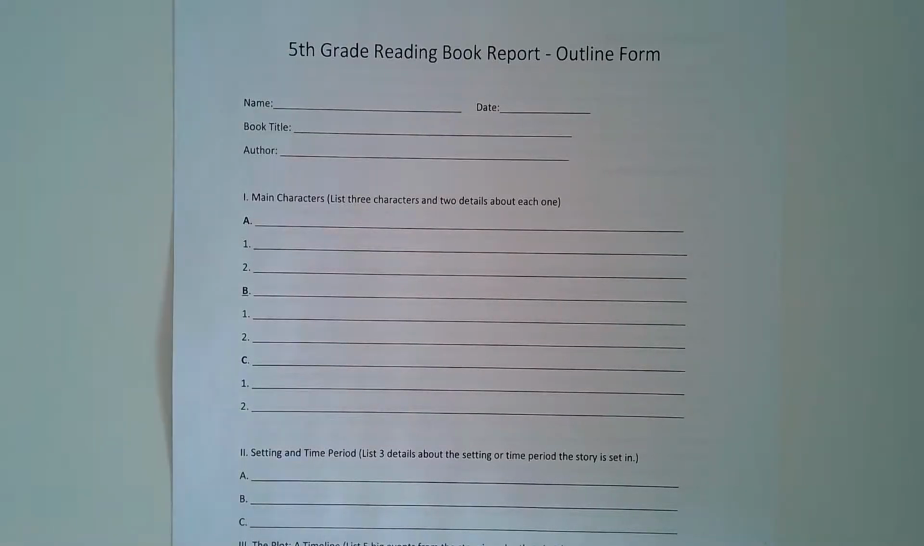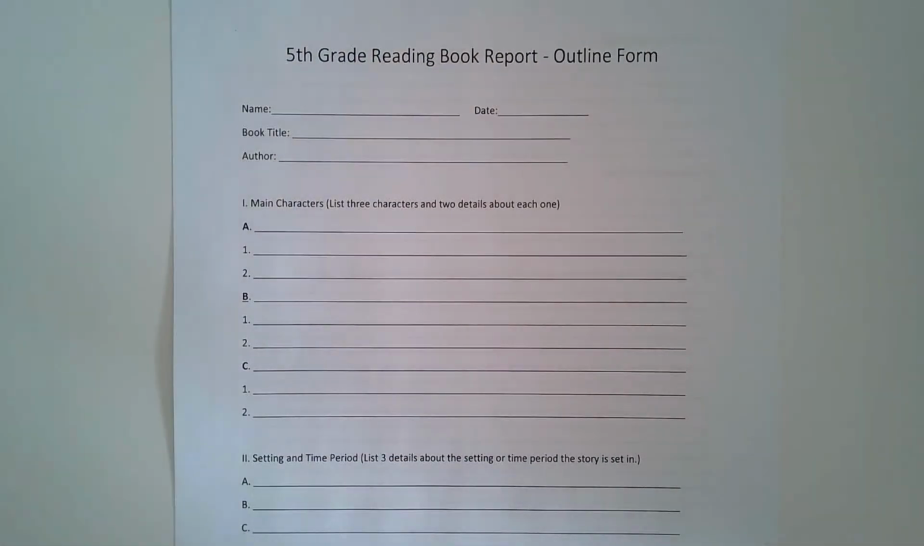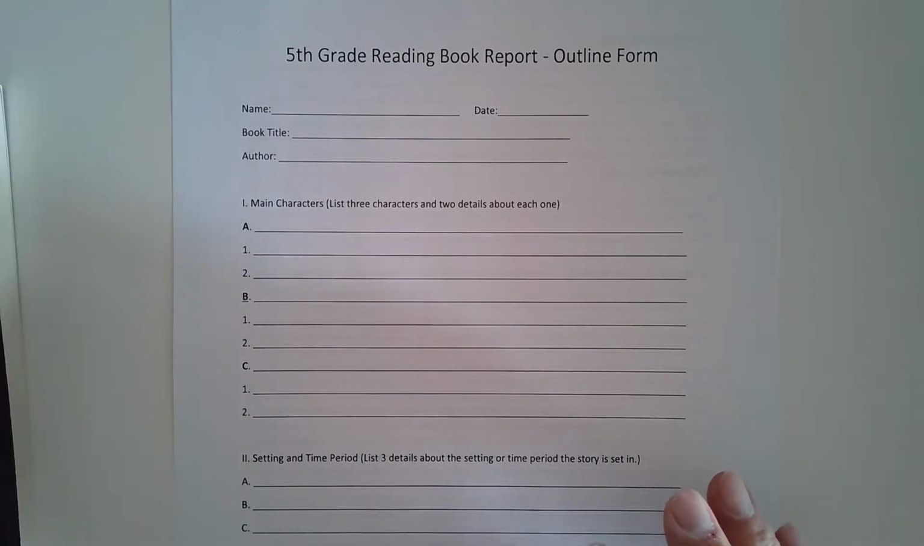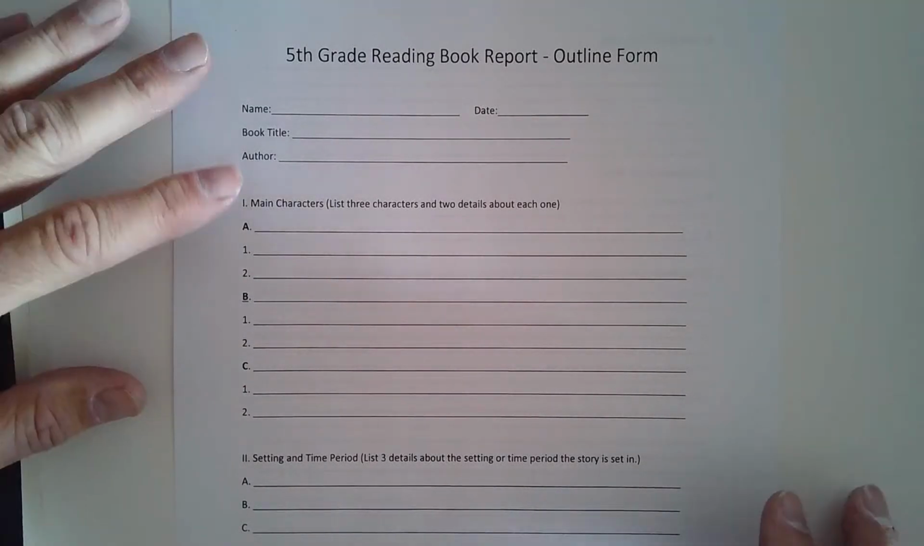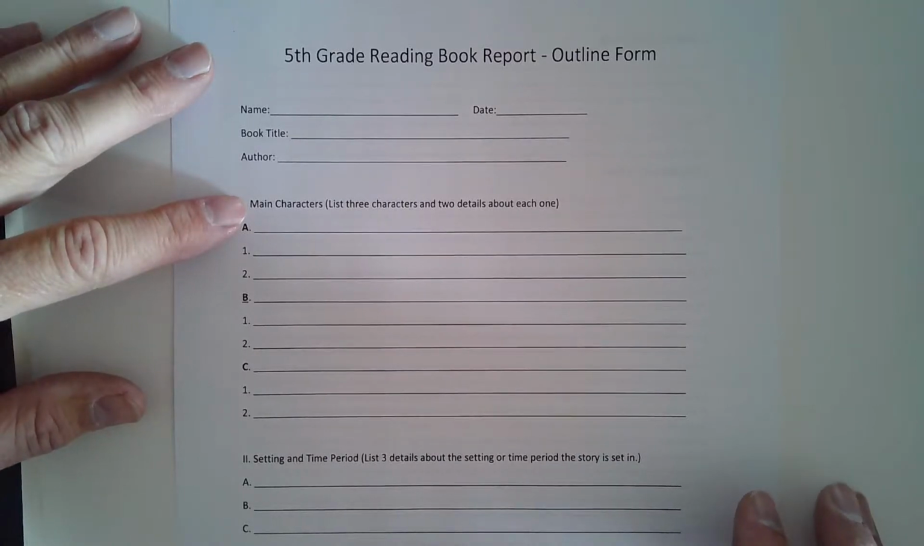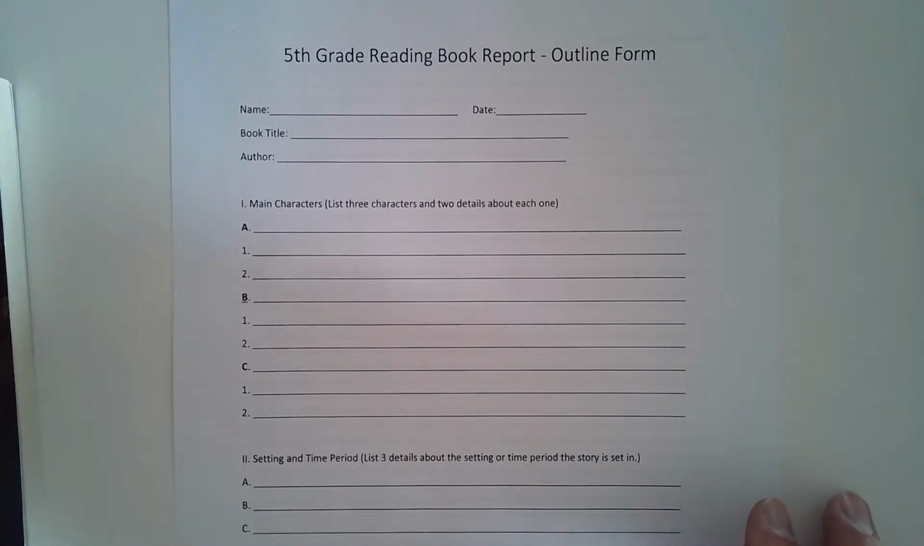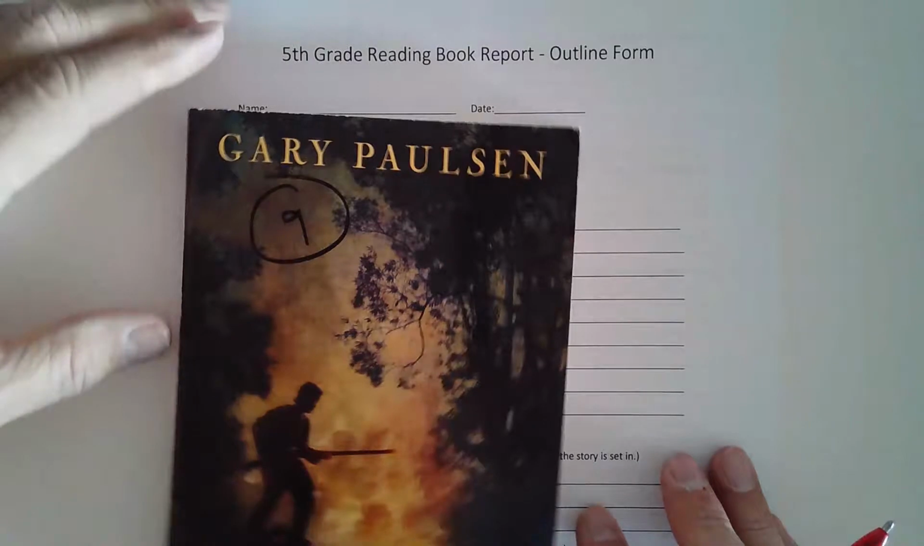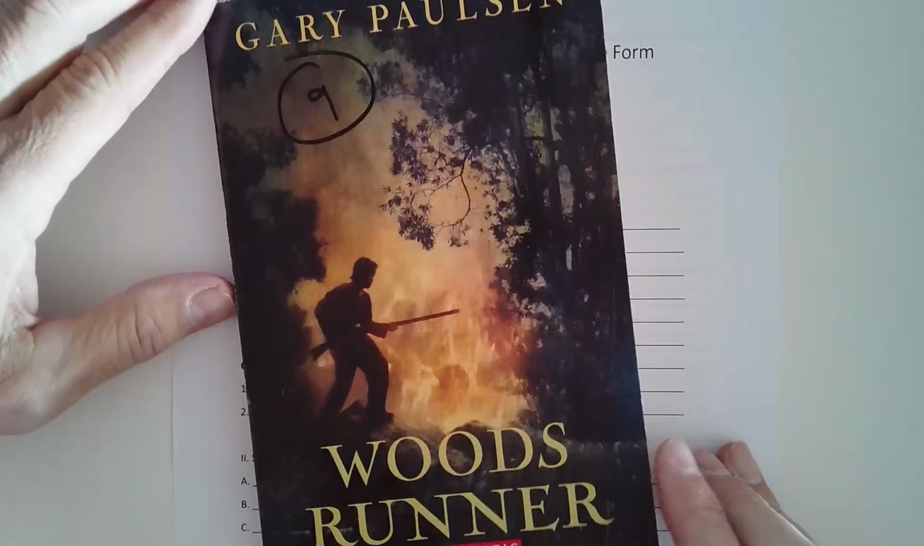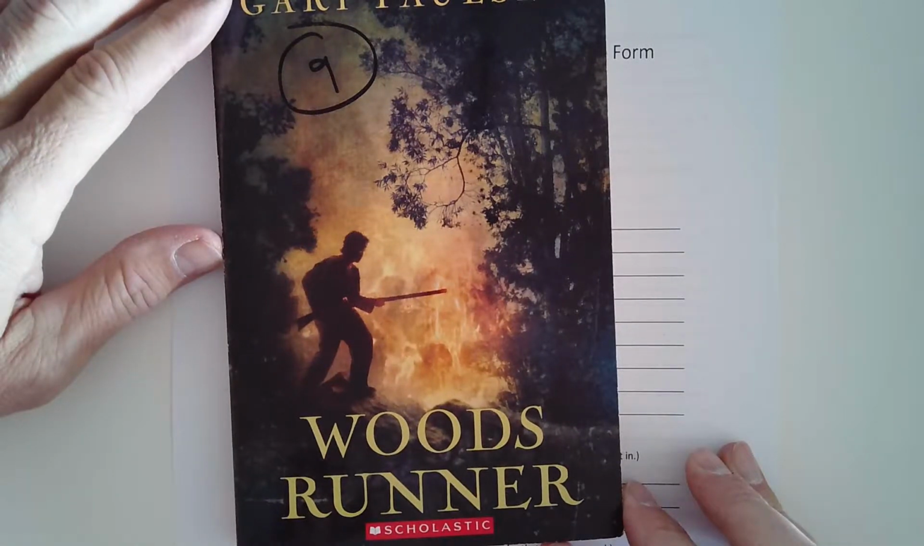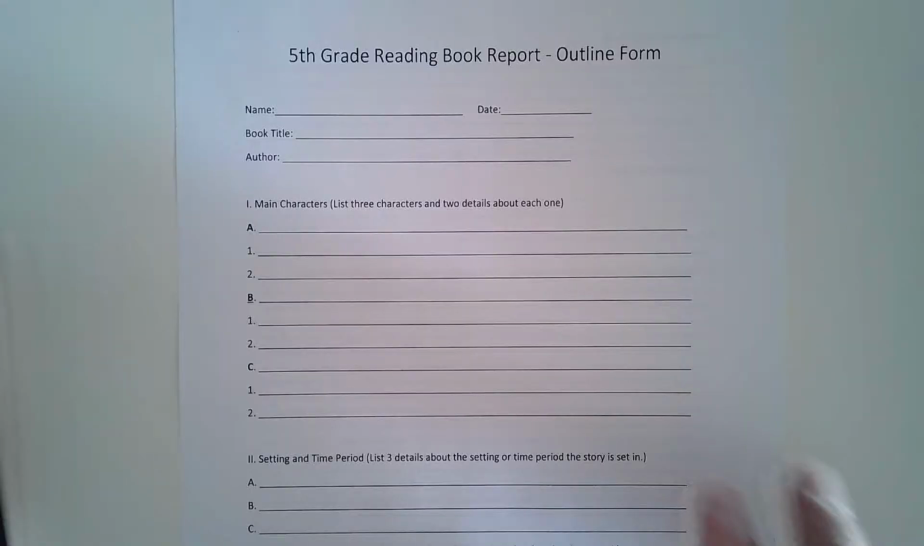So this is an outline on a book report that I'm going to have you guys do. Now what's nice about this is that for this first one, you can choose whatever book you want. And for the example that I'm going to give, I'm going to use Woods Runner, since we read that about a month ago.